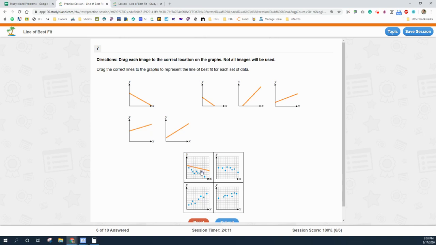Clearly, this is not a good line of best fit because all of those data points are on just one side of my line. So that is a bad set of data. So how do we choose the right one? We'll take a look at your data for each one.